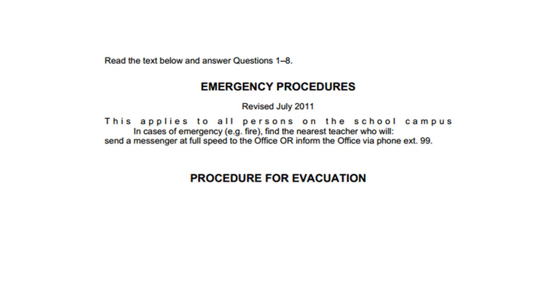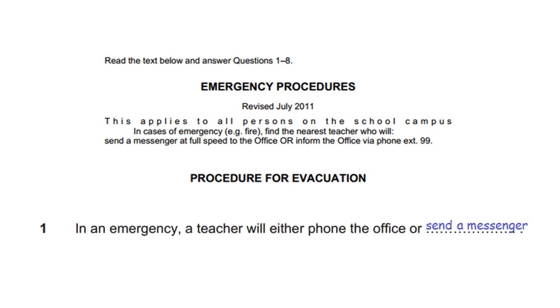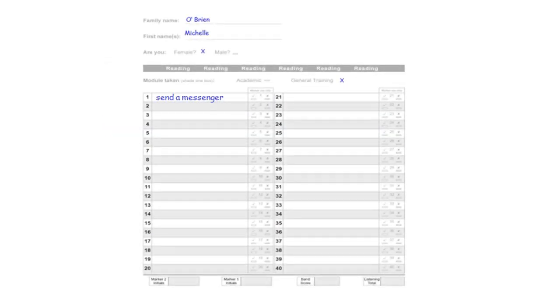If you read it, it says, Emergency Procedures Revised July 2011. This applies to all persons on the school campus. In cases of emergency, for example fire, find the nearest teacher who will send a messenger at full speed to the office or inform the office via phone extension 99. Therefore, we can see that the missing words are send a messenger. On your answer sheet, write the words send a messenger for the first answer.